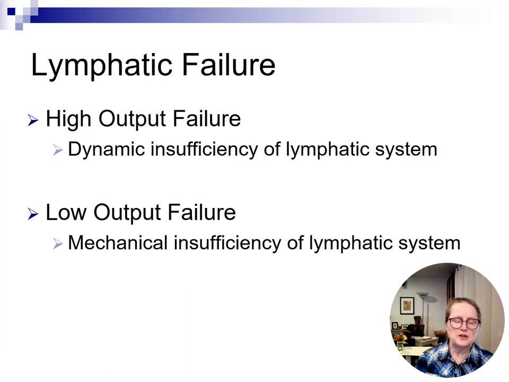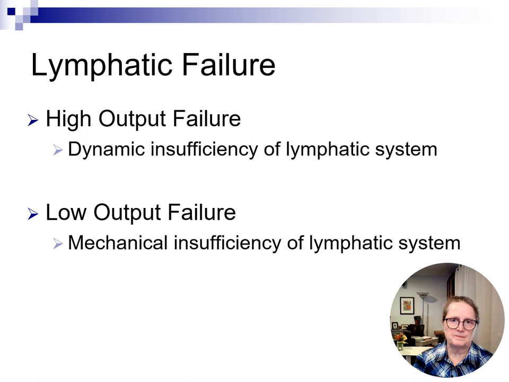Lymphatic failure occurs as a result of two processes or a combination of the two processes. High output failure of the lymphatic system, or dynamic insufficiency, is due to lymphatic load exceeding a normal transport capacity in an otherwise intact lymphatic system. Low output failure, or mechanical insufficiency of the lymphatic system, is due to impaired transport capacity, which is less than the physiologic or normal lymphatic load. And combined failure is a combination of both dynamic and mechanical insufficiency, resulting in increased lymphatic load and impaired lymphatic return.